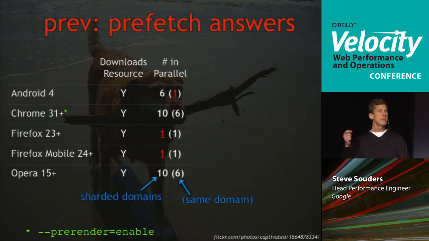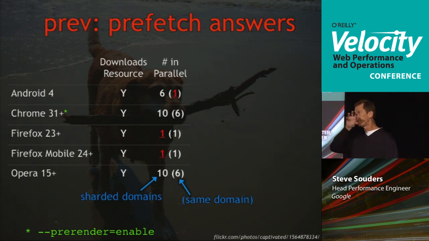So how many prefetches, if you put them in your page, will get downloaded at any time in parallel? Android will do 6 in parallel, but only 1 on the same domain. So if you're sharding, you might be able to get more downloaded, but otherwise it's going to be 1 at a time. And then we see in Firefox, they only do 1 period at a time.